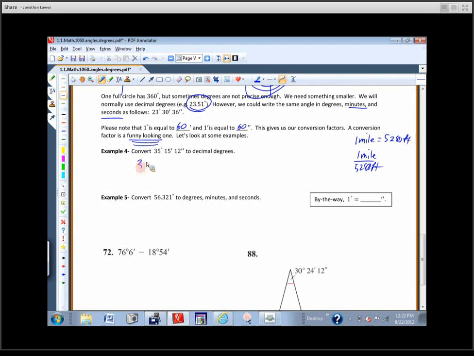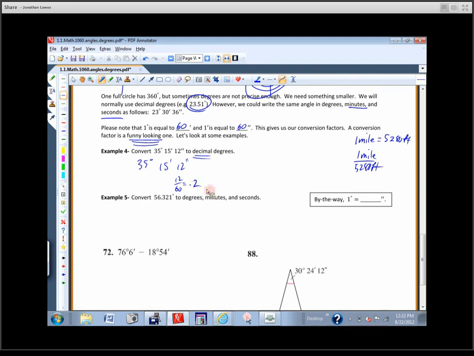Okay, so here's what we want to do. We want to convert 35 degrees, 15 minutes and 12 seconds into decimals. Everybody ready? Okay, so here's what we're going to do. This is 12 seconds. How many seconds are there in a minute? I'm going to take 12 and divide it by 60. As a decimal, what is that? Say 0.2. You're right, it's 0.2.